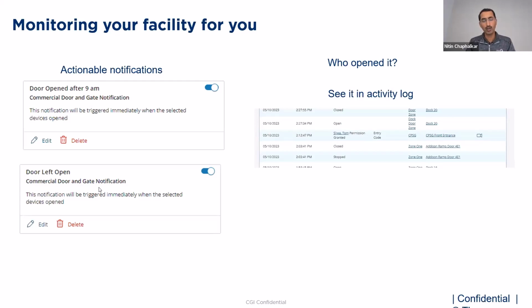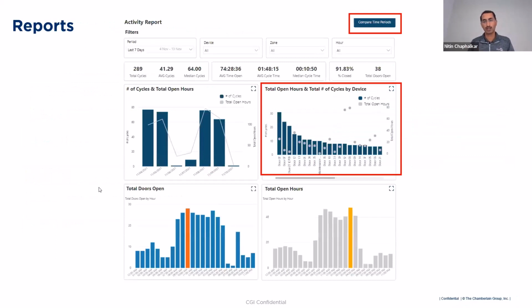Now, this is what I call real-time monitoring information. Something happened, and I need to know as quickly as possible. That's real time. When you are looking at an automotive dealership, there is also importance to aggregated data, and that's where reports come in. In this chart, which shows total open hours and total number of cycles by device, with the dark blue being the number of cycles, I can see that door 2 has the most cycles in the last 7 days.